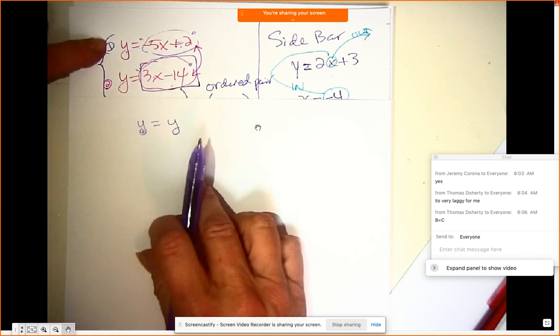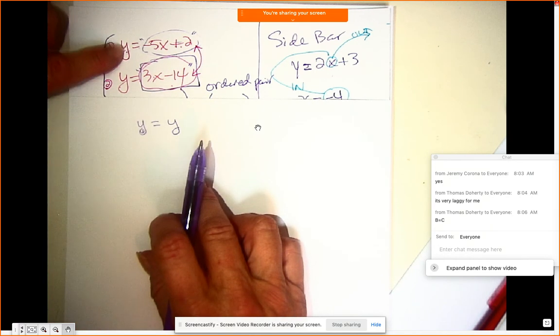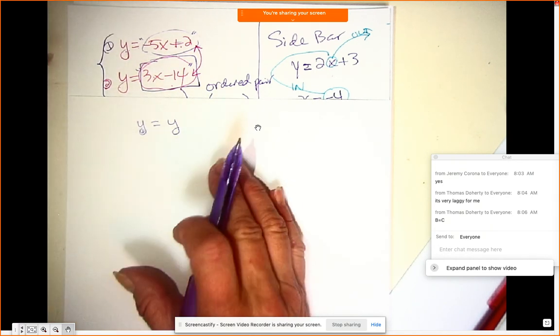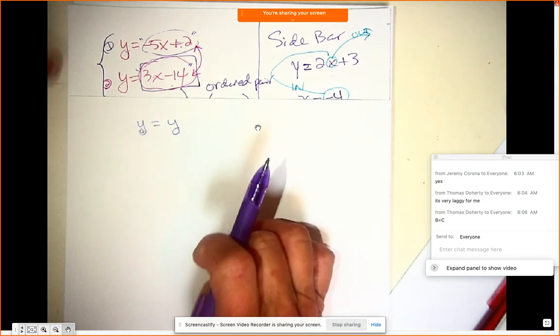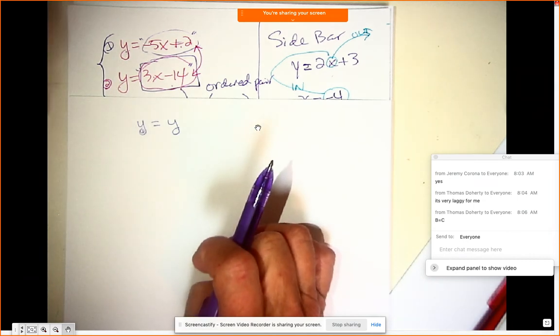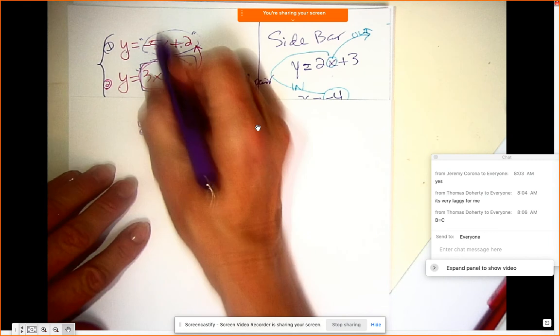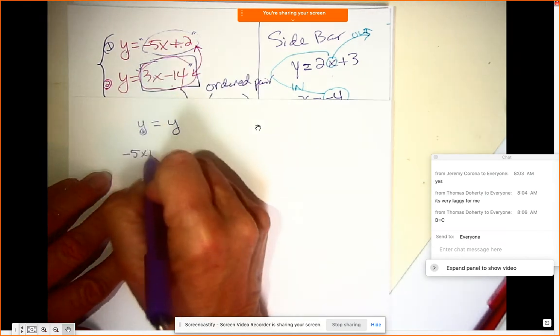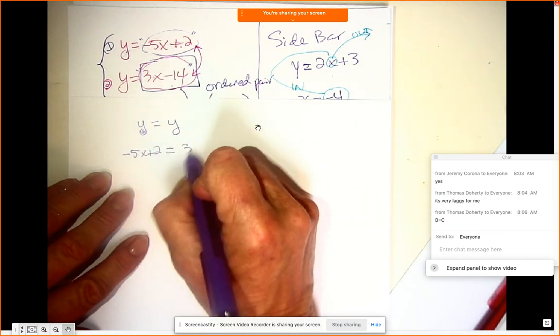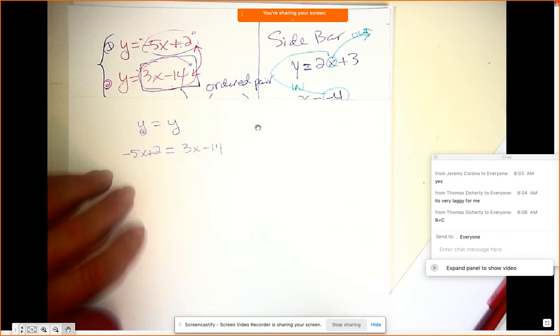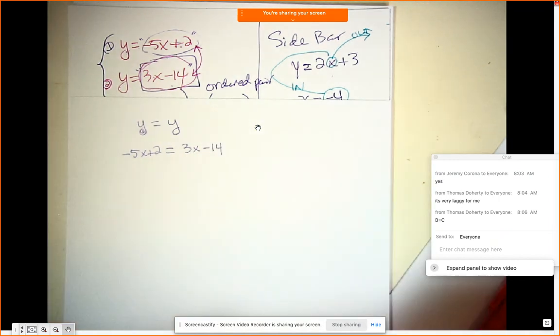All they're doing is defining y two different ways. It's still the exact same y. It's like saying 4 is equal to 2 plus 2, or 4 is equal to 1 plus 3. It's still a true definition. So I'm going to substitute: negative 5x plus 2 equals 3x minus 14. I wouldn't start you off with fractions, so this one will be much happier.